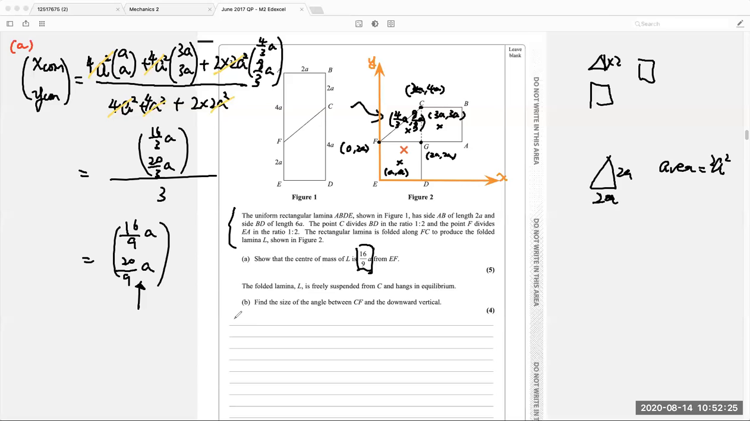If no question, then let's have a look at part B. So it is suspended from point C. Wait, sir, where did the 3 come from in the denominator? Yeah, it's 1 plus 1 plus 1.